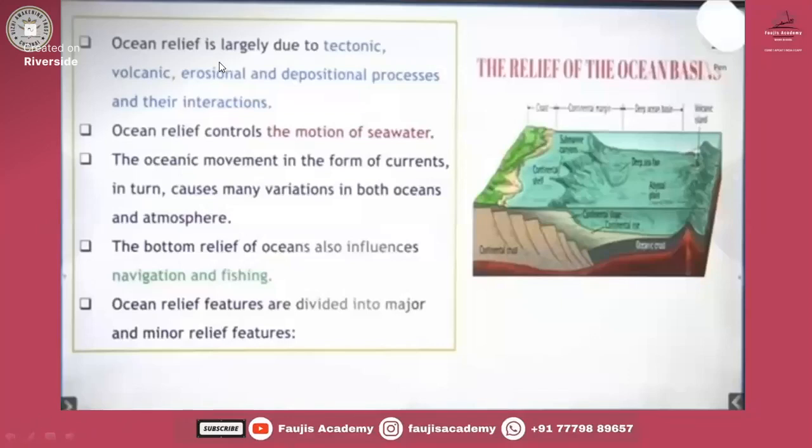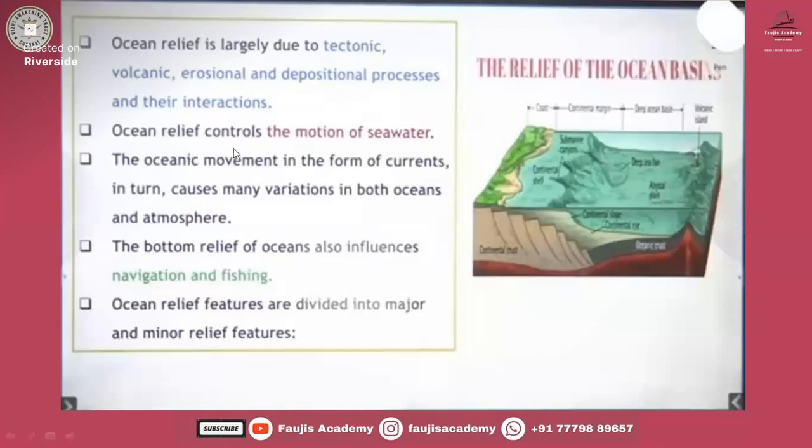The ocean reliefs are largely due to tectonic, volcanic, erosional and depositional processes. In that, we saw the formation of landforms and everything, and because of tectonic plates' divergence and convergence, we have the formation of trenches, all those parts.